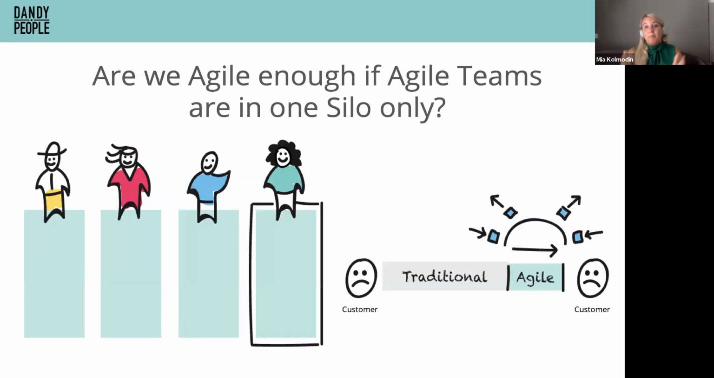And in many organizations, you might think that you're working agile and that maybe you also have cross-functional teams, but you might only work in one silo.